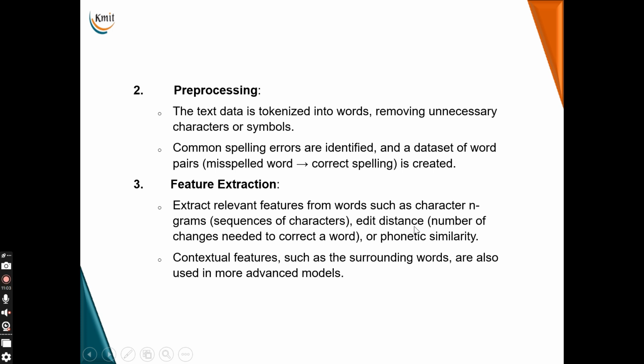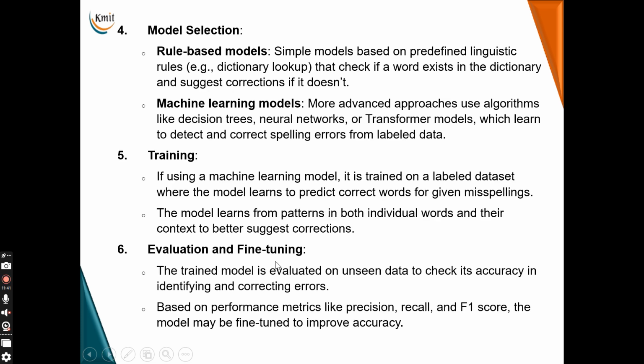So you are trying to identify character n-grams, and you are also trying to see the edit distances, and you are also trying to see which words have phonetic similarity. We also call them homophones. So you are trying to identify all these things and you call it feature extraction. Contextual features such as surrounding words and what is the relationship of a specific word with its surrounding words, all such things are identified and stored in more advanced models.